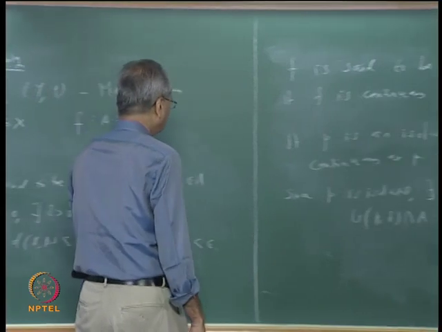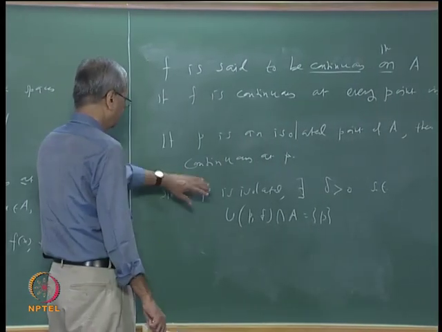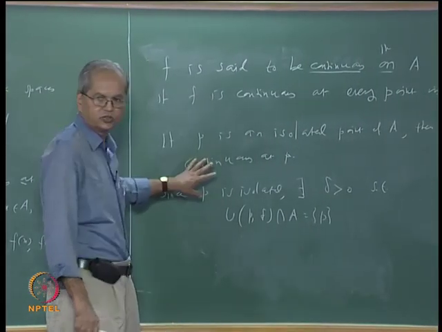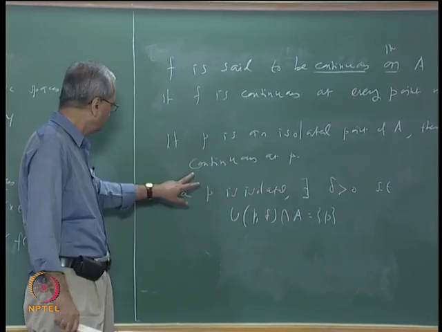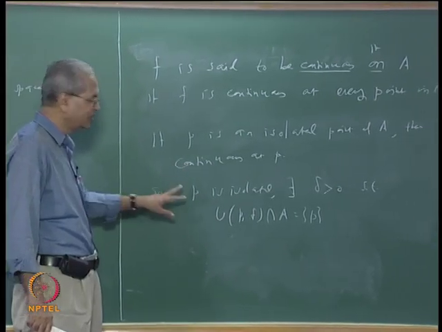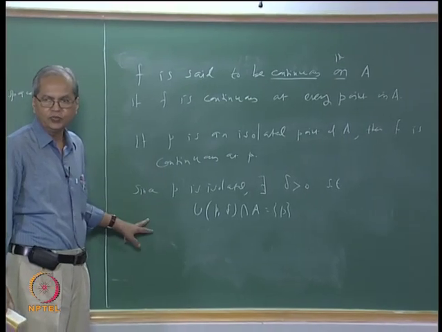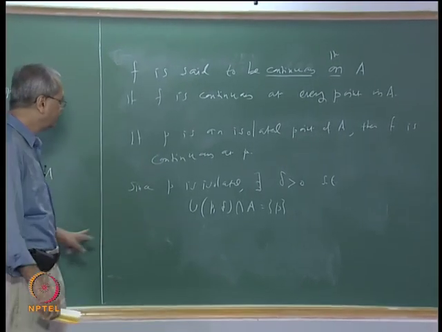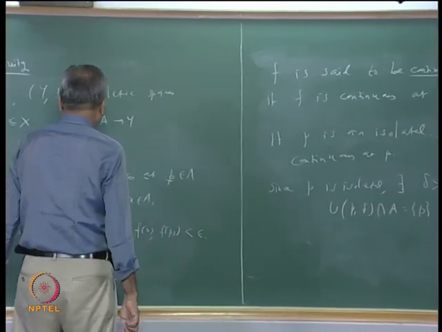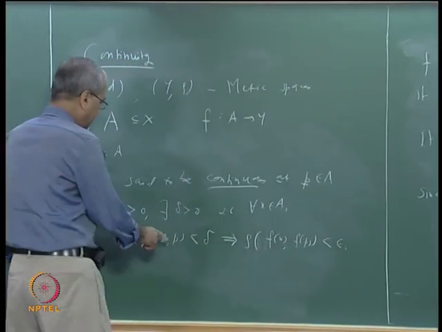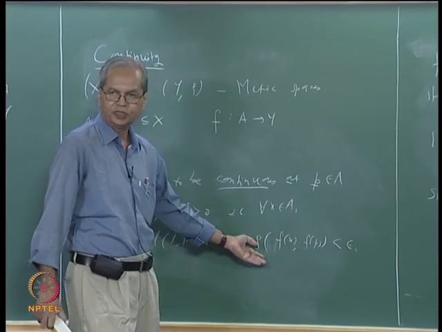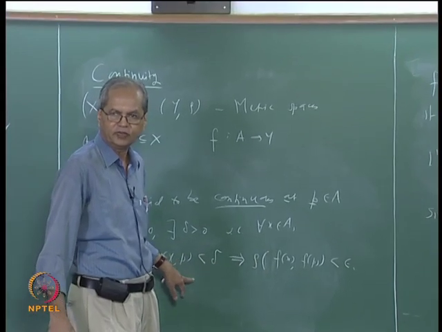Okay, next, that disposes of the case of the isolated points. Let us now look at what happens if it is not an isolated point; it must be a limit point. In the case of a limit point, what should happen is that if f is continuous at p, then the limit of f(x) as x tends to p should be the same as f(p). That is what this second definition says.